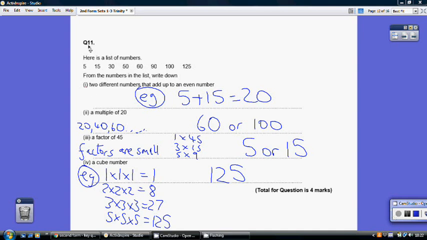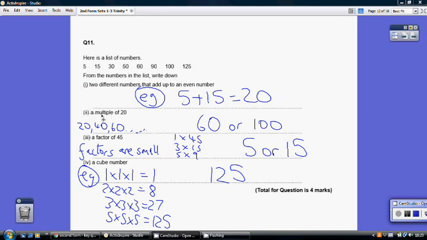Question 11. Now you see that none of these have got an NC next to them now. From now on, all these questions were taken off the calculator paper, so you're welcome to use a calculator if it would help. So, nice gentle one to start that paper. From the number in the list above, write down 2 different numbers that add up to be an even number. Now, there are countless ways you could have done this, so this is just an example, but 5 add 15 is 20, that's even, so there's one example of 2 different numbers.